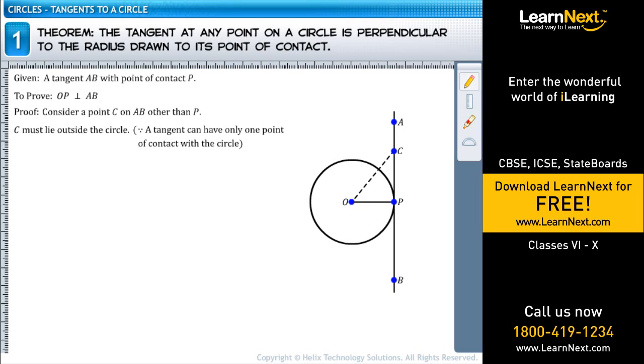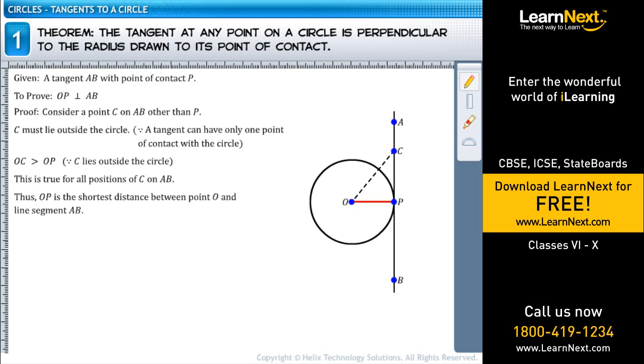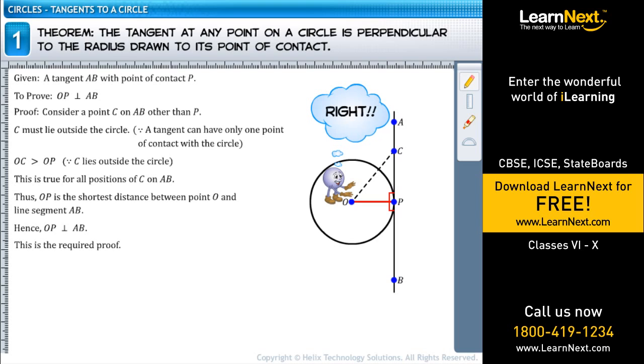Now compare the length of OC and OP. Which do you think is longer? OC is definitely longer than OP since point P lies on the circle and point C lies outside the circle. This is true for all points on the tangent AB. Since OC is longer than OP for any point C on AB, we can say that OP is the shortest distance between point O and the line segment AB. Now the shortest distance of a point from a line segment is the perpendicular distance of the point from the line segment. Thus OP is perpendicular to AB. Hence the theorem is proved. So Mr. O was right after all.